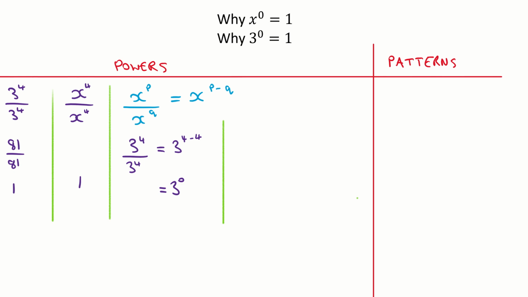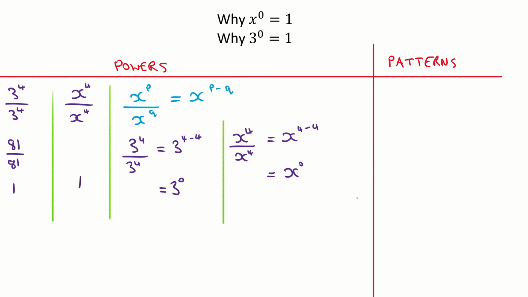Let's look at our second example again for a second, x to the power of 4 divided by x to the power of 4. Using our rules of logs, that's the same as x to the power of 4 subtract 4. Once again, 4 subtract 4 is 0, so that's x to the power of 0.